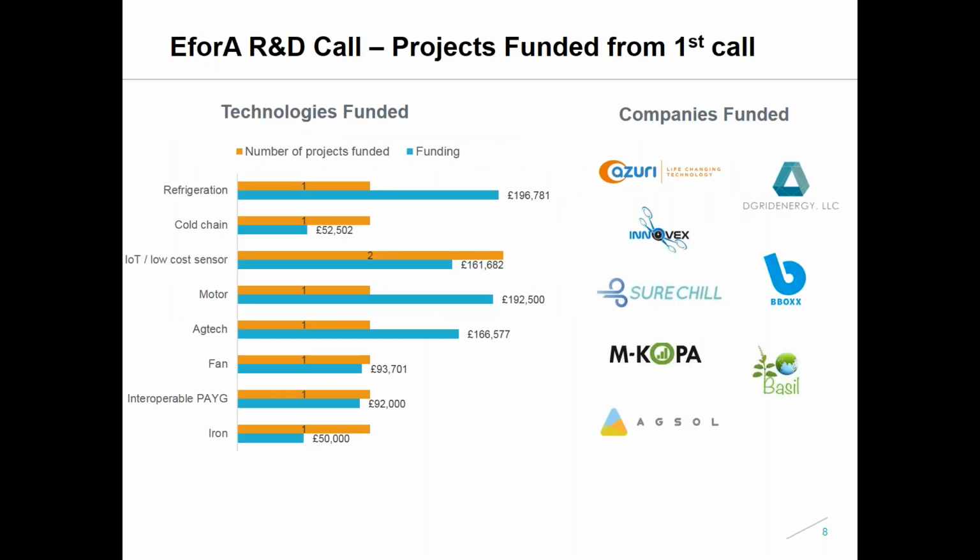So in terms of the projects that we funded from the first call, we funded a wide range, as you can see there. So that includes refrigeration, cold chain, and IoT low-cost sensor projects, a motor project, agtech project, a fan project, an interoperable pay-as-you-go project, and an iron. And you can see the companies that we funded on the right there.